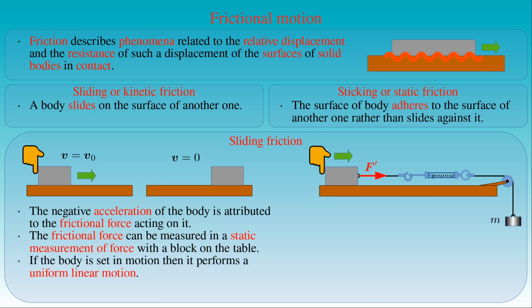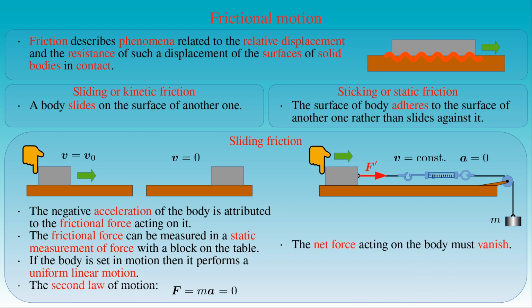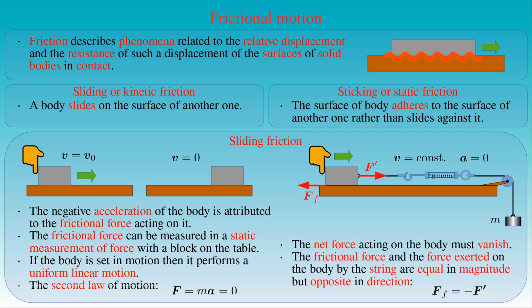In the experiment we will find that the block performs a uniform linear motion, that is, it moves at constant velocity or vanishing acceleration. The second law of motion tells us that the net force F acting on the body, given by the product of its mass m and its acceleration a, must vanish, therefore another force is exerted on the body which has the same magnitude as the force F' but points in the opposite direction. This force is the frictional force exerted on the block while it is sliding on the surface of the table.